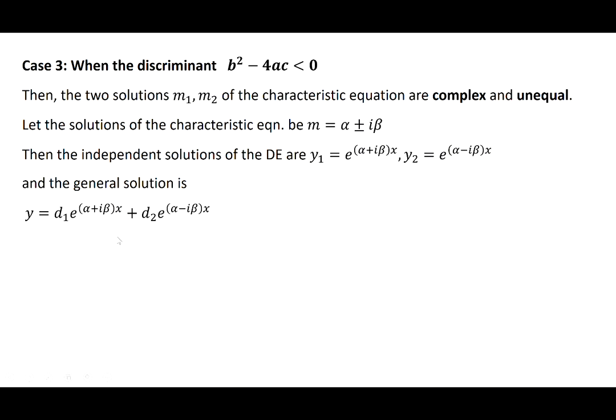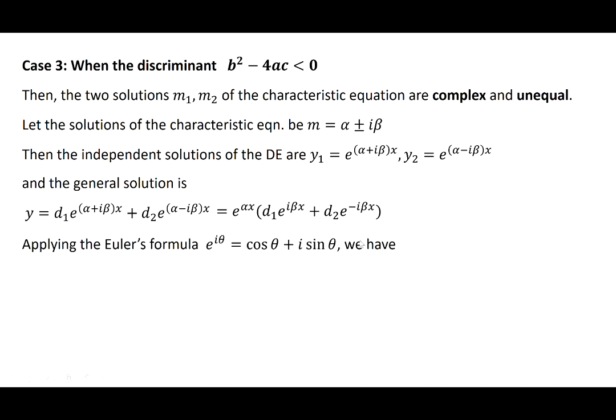Why did I say d1? I usually say c1, right? Well, there is a reason. Can I factor out an e to the alpha x from both the terms? Yep, because this is e to the alpha x times e to the i beta x. That's what allows me to factor out e to the alpha x. When I do that, I get e to the alpha x times d1 e to the i beta x plus d2 e to the negative i beta x.